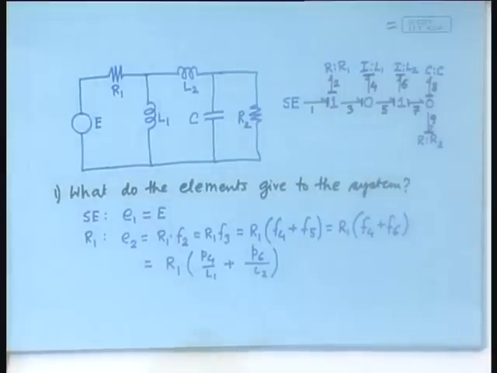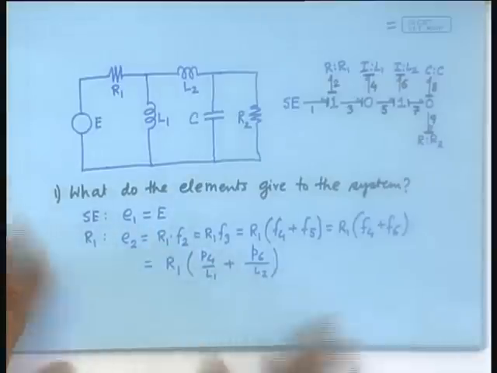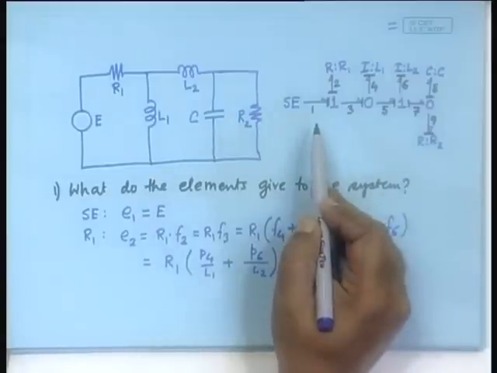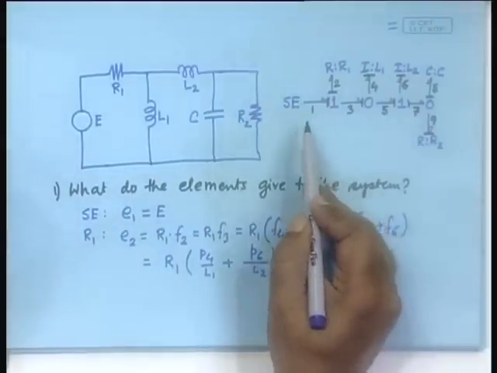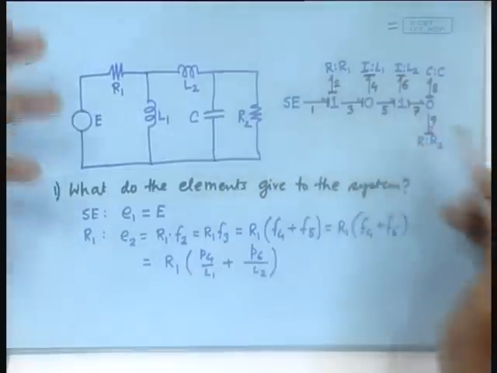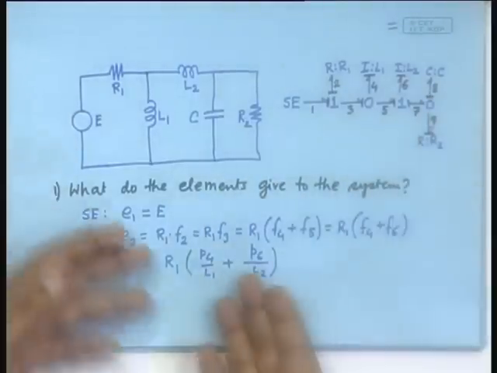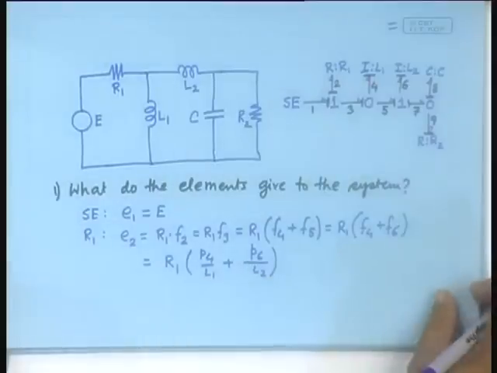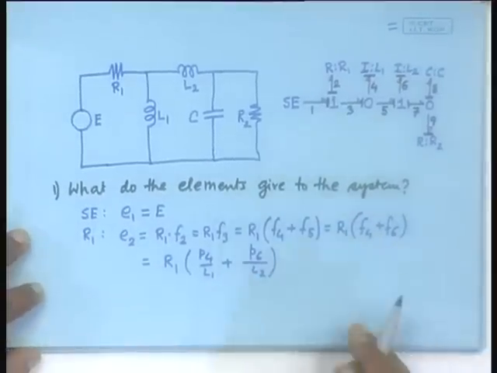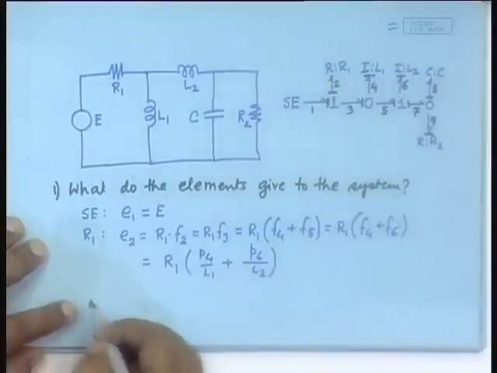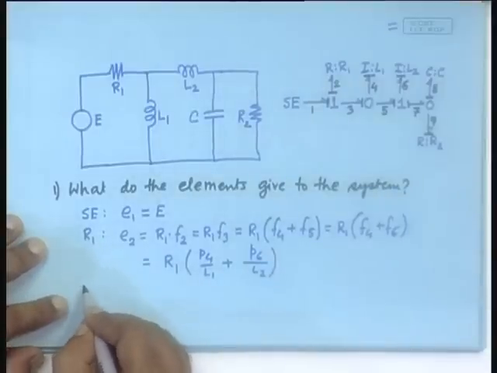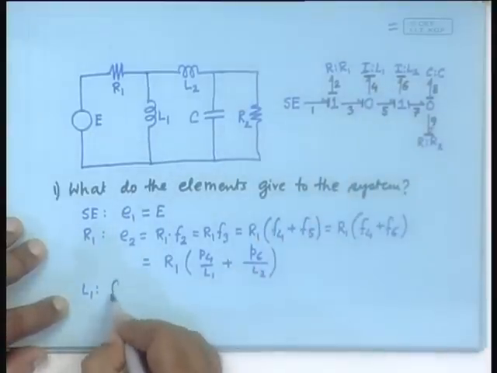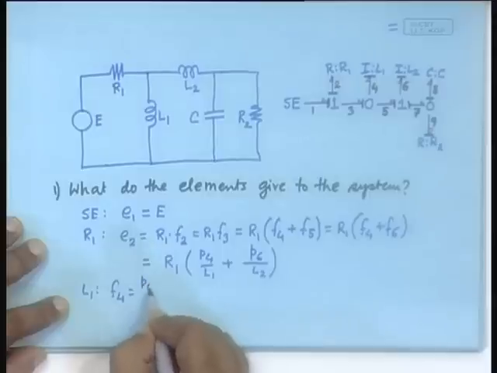Done. Have you noticed how we went about? We basically try to figure out where does the information get created, and we reach that particular thing. This will always be some storage element, and therefore, ultimately we get the right hand side in terms of the state variables. Fine. Next, we move on to these three. These three would be trivial. For L1, what does it give to the system? Yeah, F4, which is P4 by L1.